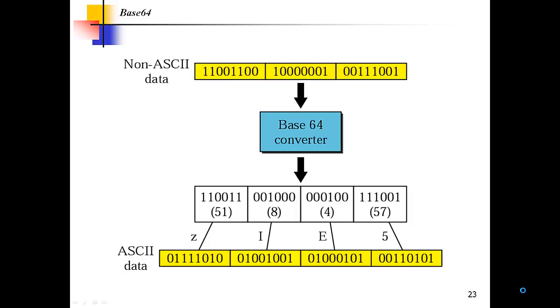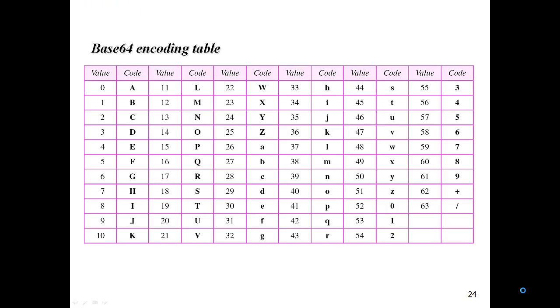So if you notice, you have these 3 non-ASCII bytes. And in the bottom row, they're turned into 4 ASCII bytes, uppercase Z, lowercase z, uppercase I, uppercase E, and 5. So it takes the bit stream and turns each chunk of the bit stream into an ASCII character. And this is the actual encoding table. So if you get a value of 0, it turns it into an A. Value of 1, it's a B, and so forth.